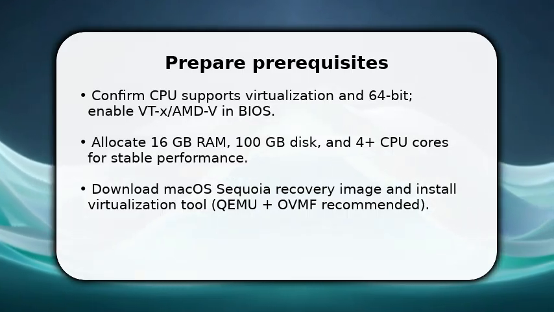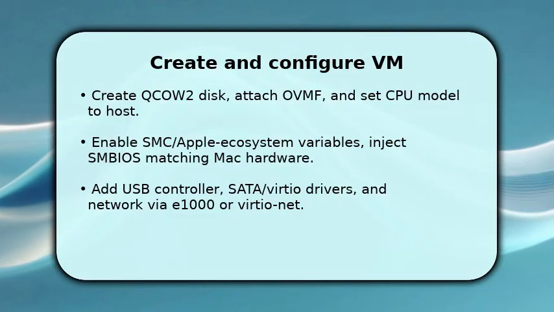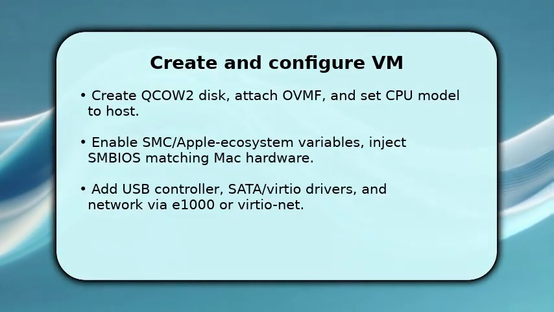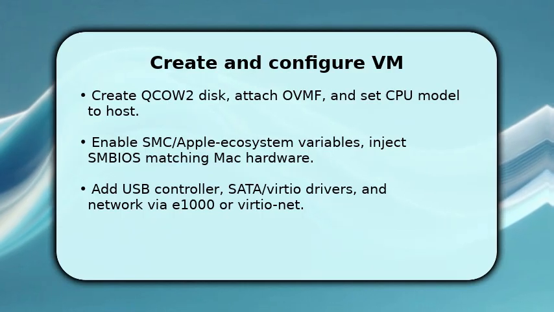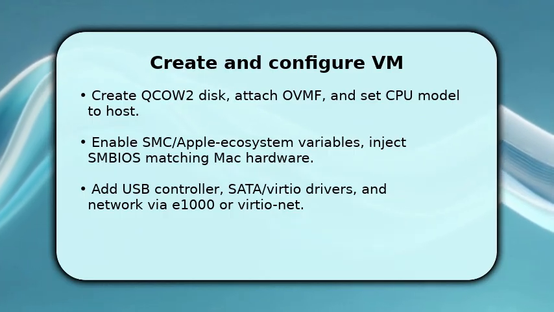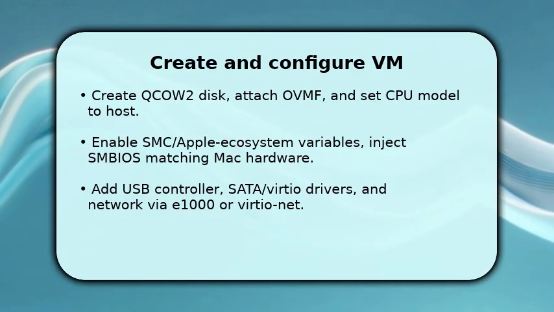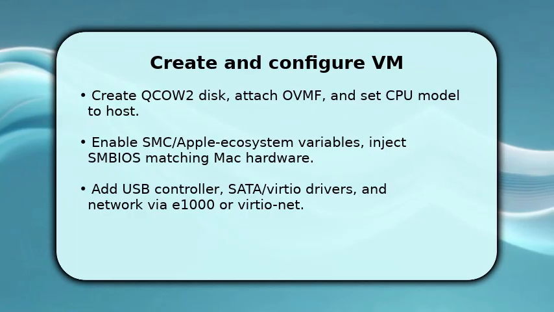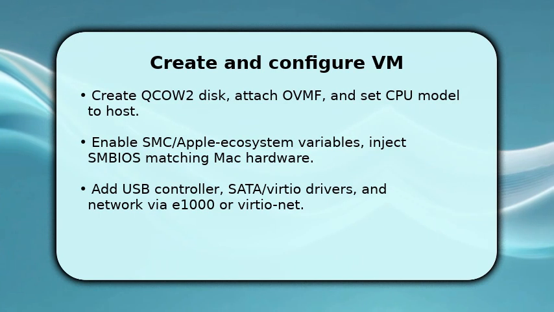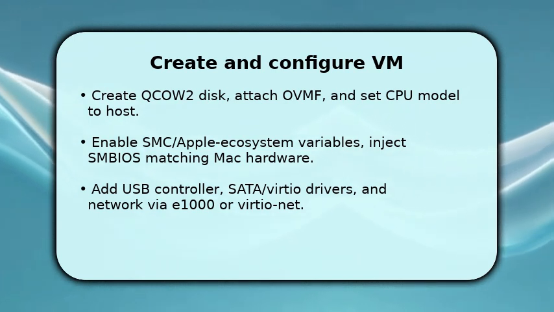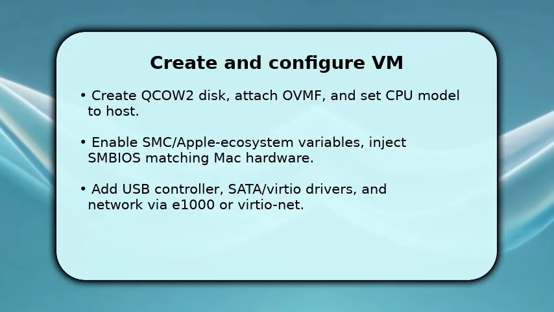You now create a QCOW2 virtual disk and attach the OVMF firmware image so the VM boots like a Mac. Make sure to set the CPU model to host and enable SMC-like variables because macOS checks firmware and system identifiers. Then, inject an SMBIOS profile that resembles supported Mac hardware to avoid installer blocks. Also add USB and SATA or VirtIO drivers and pick a compatible NIC, E1000 or VirtIO-net, so installers detect devices and networking works during setup.